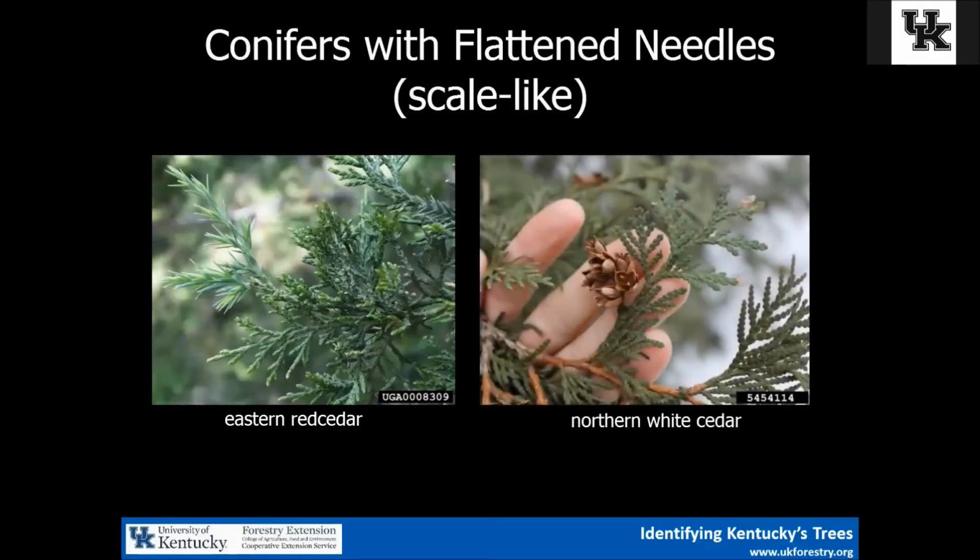And then we have northern white cedar. It is the other one with the overlapping scale needles, nice flat sprays. These can actually lay down flat on a table. No spiky needles at all on that northern white cedar. Very soft and delicate to the touch. So our cedars are the ones that have scale-like overlapping needles.